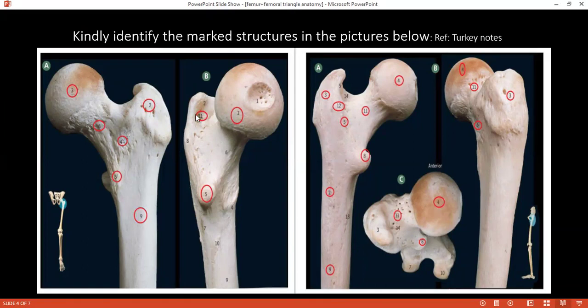All right, 11, please. Trochanteric fossa. 5, please. Lesser trochanter. What inserts here? What's the attachment? Would you be able to identify? Okay, we'll move on. We'll discuss this at the end. Right, if you can identify number 2 over here in picture A on the right-hand side.